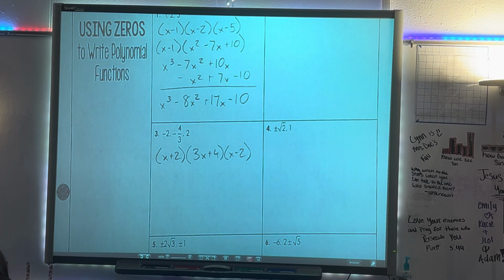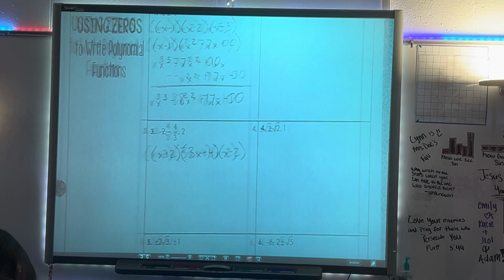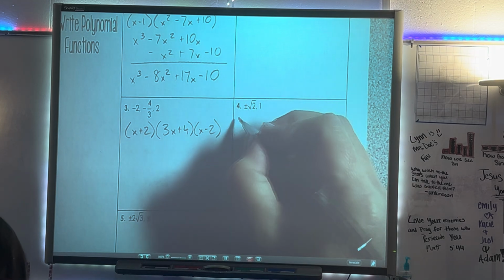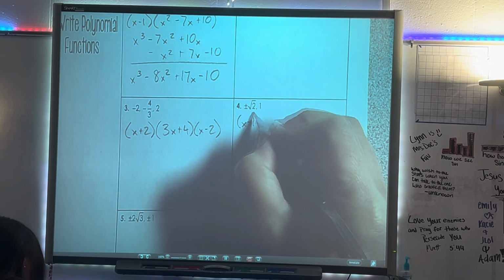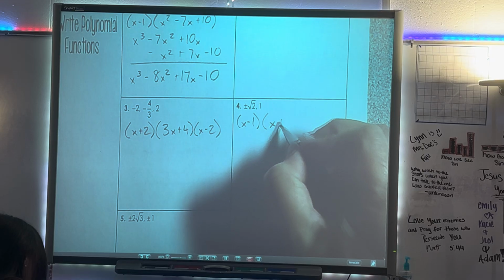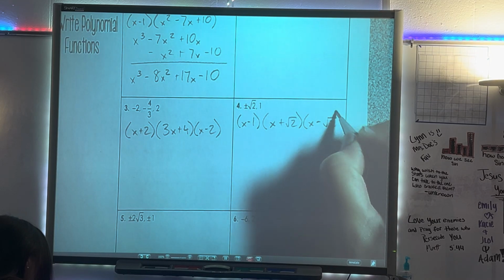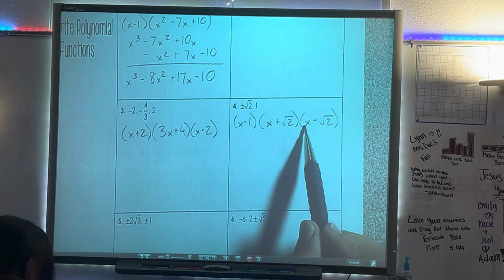Alright, so on 4, we have the radical here. I'm going to write the x minus 1 first and put the two others at the back, because those are the ones we're going to want to multiply together so we can get some stuff to cancel nicely. So I'm going to have x minus 1 here, and then I have x plus the square root of 2, and x minus the square root of 2, which is the difference of squares. Y'all are good with that, right?